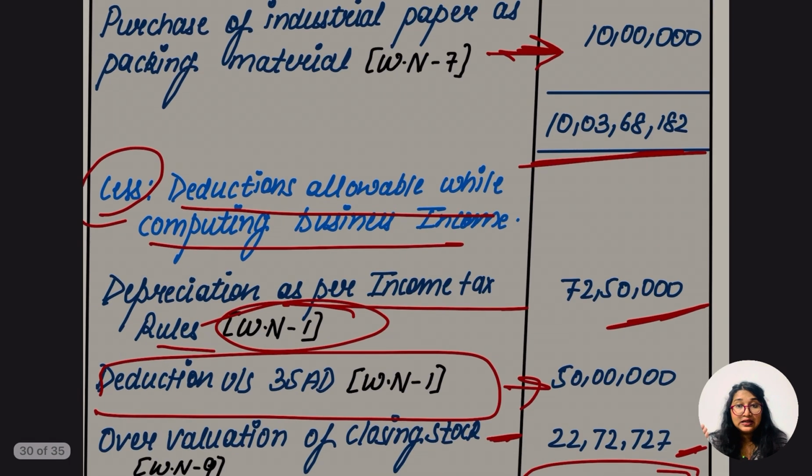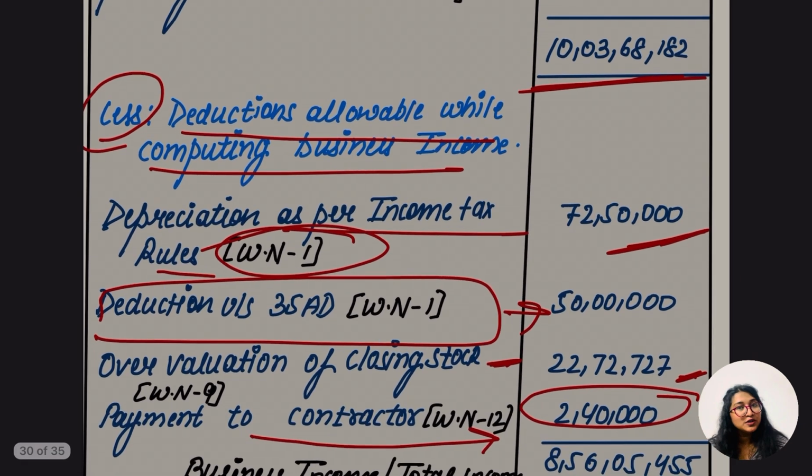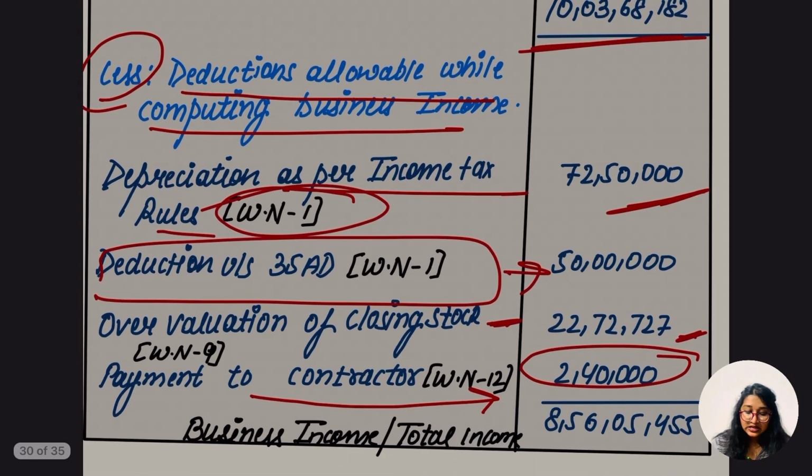Let's go for the other part where we are going to deduct some of the allowable particulars for computing the business income. Okay, now we know what is going to be the depreciation, right? From 80 lakh we are going to deduct 15% of 50 lakh. Okay, so that is 72,500. Let's go for the deduction under section 35AD, which is 50 lakh. Okay, so yes, we know now why we are taking this. Okay, this is to be deducted.